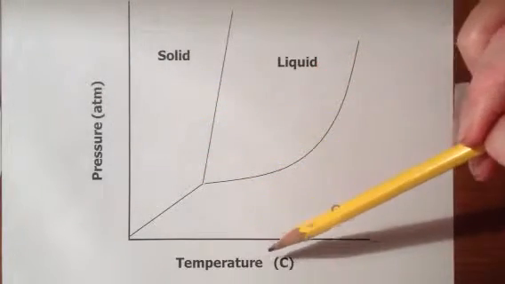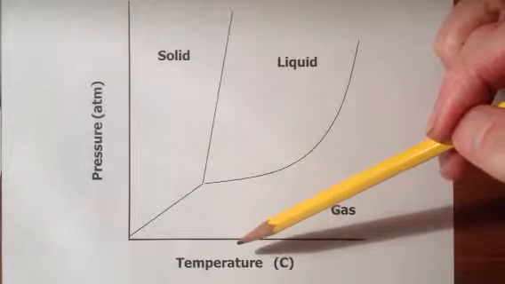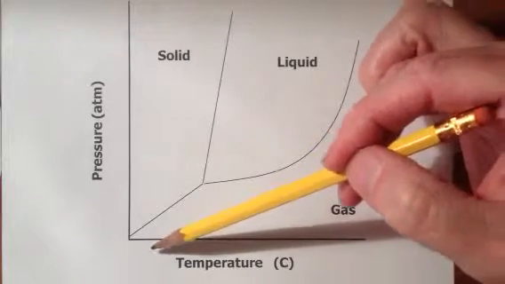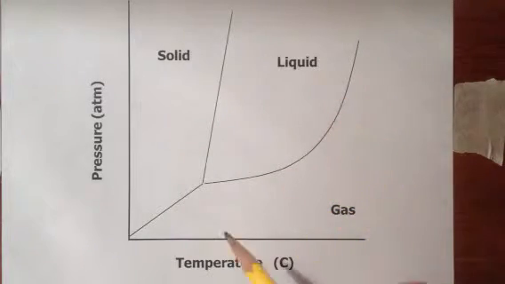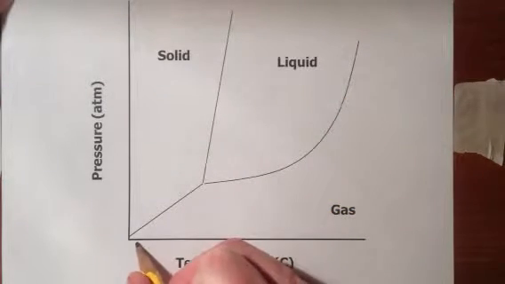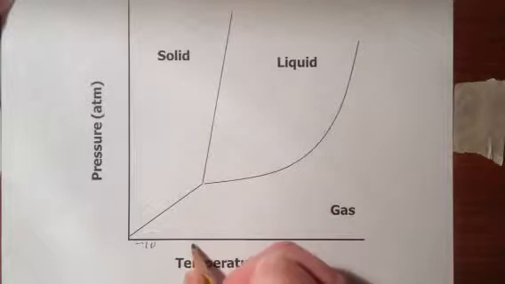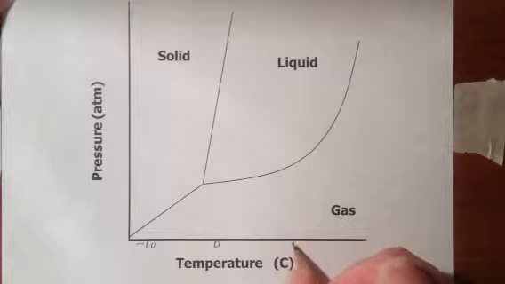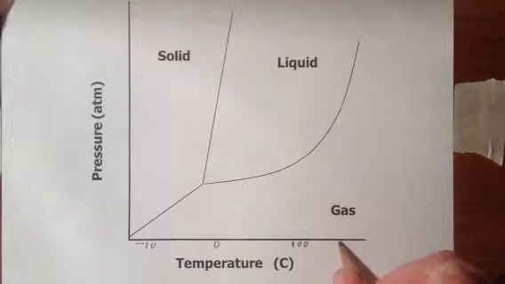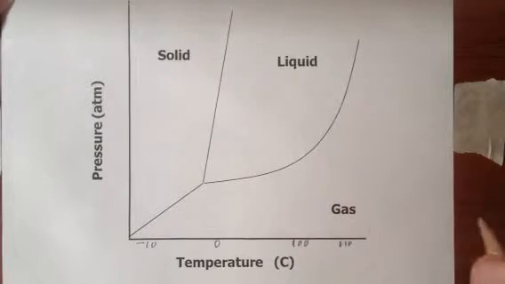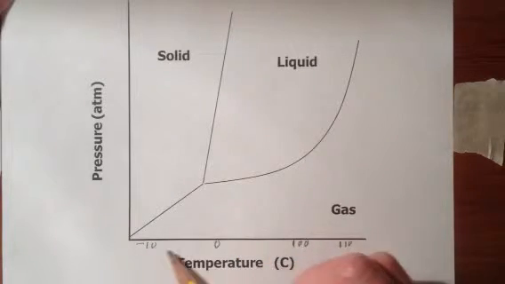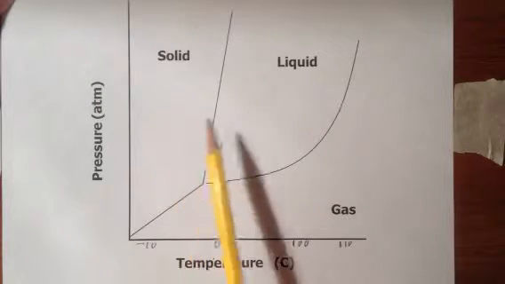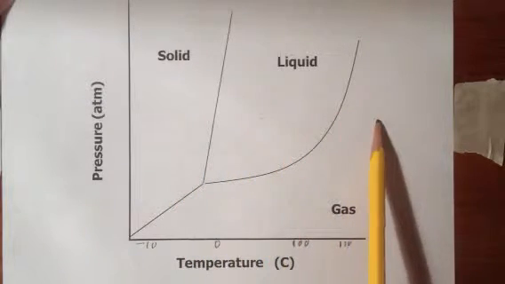And this axis here is going to be temperature. It's going to be measured in Celsius. And we know that temperature increases this way. So we can make this -10. We'll make this here 0. We'll make this here 100, and we'll make this 110. Notice what's happening. Our temperature is increasing. So it makes sense that as our temperature increases, we're going to go from solids to liquids to gases.